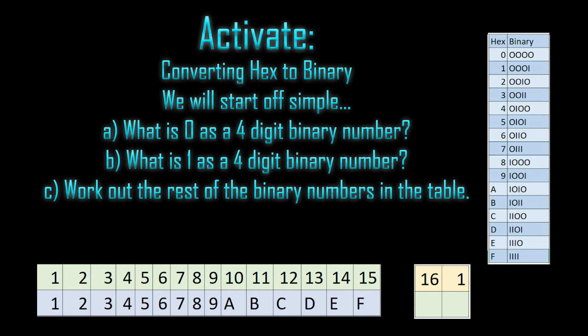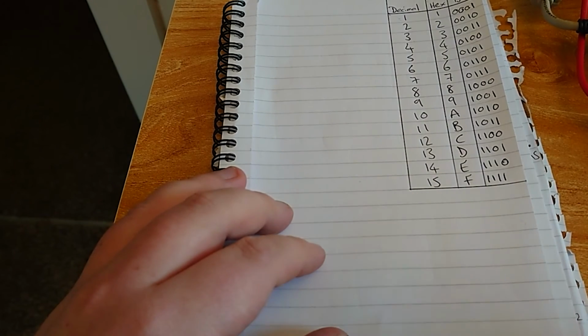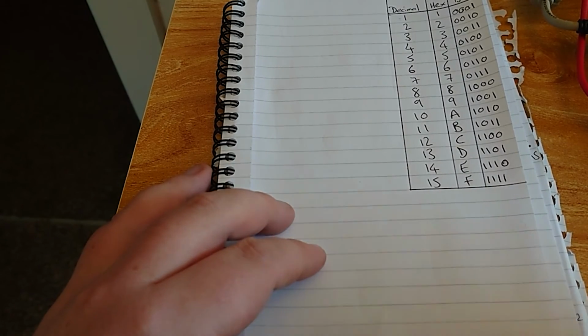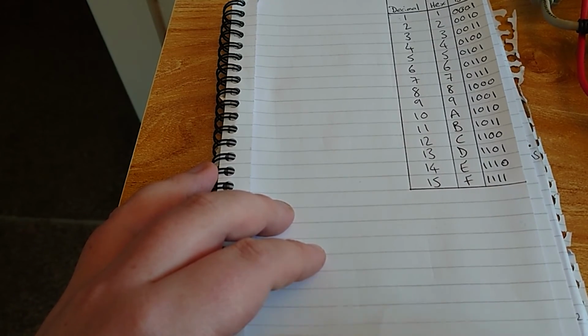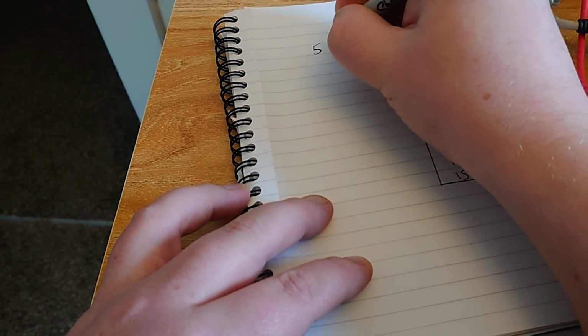So now here you can see the table completed on the right. Let's move on. Okay, let's go through a worked example taking a hexadecimal number into binary and then into decimal. So we're going to work out what the binary number for 5f is. So 5f.